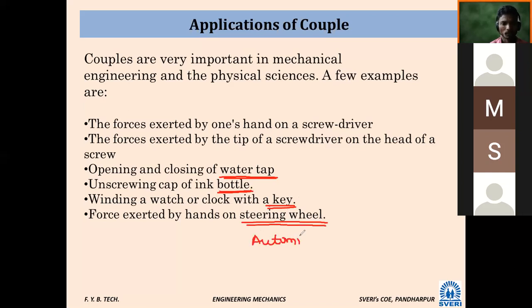So this is also famous example from automobile, we can say, whenever we want to turn our vehicle, how we can take the turn. In case of steering wheel, water tap, unscrewing of bottle, tightening of screw, tightening or adjusting the timing of clock by using key. These are the famous examples of couple, so you can remember. So if you have some any other, you can. याच्यापेक्षा कुठला आहे का अजून?